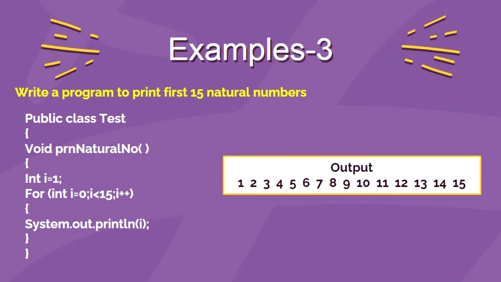System.out.print(i). In the bracket, i is nothing but the for loop variable. The entire for loop statement will be invoked with that i, and you can see it in the output. The numbers are being printed 1, 2, 3 till the 15th number. So this is how we can print natural numbers from 1 to 15.